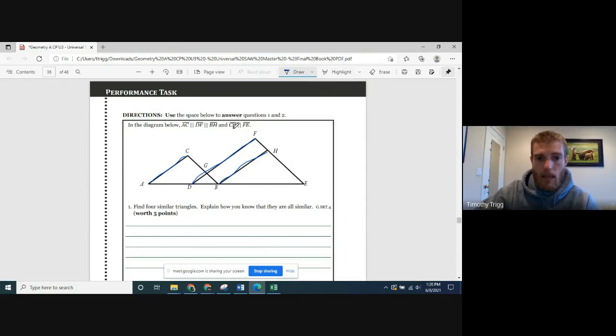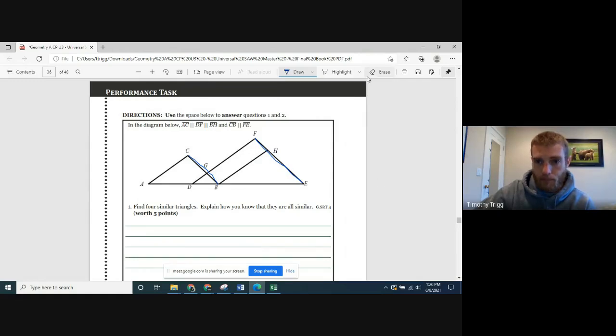Then it says CB is parallel to FE. So I'm going to go and highlight those. CB, let me highlight. Okay. Let me erase this. So CB, so that's right here, is parallel to FE. Okay. So we have 3 parallel lines going this way, and then 2 parallel lines going this way.